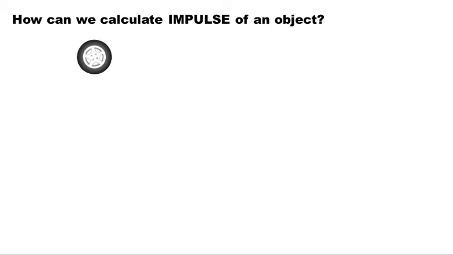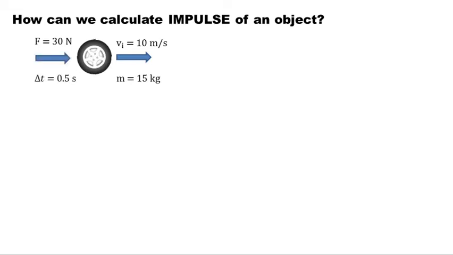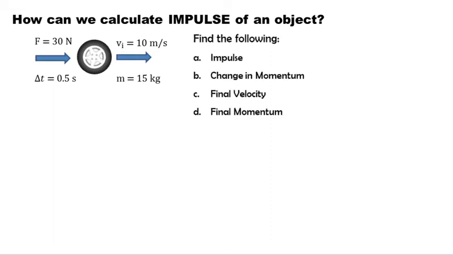Suppose this object is moving in this direction. Let the initial velocity be 10 meters per second and its mass be 15 kg. Now, a force of 30 Newton acts on this object for 0.5 seconds. So, let us find the following: A, impulse; B, change in momentum; C, final velocity; and D, final momentum.